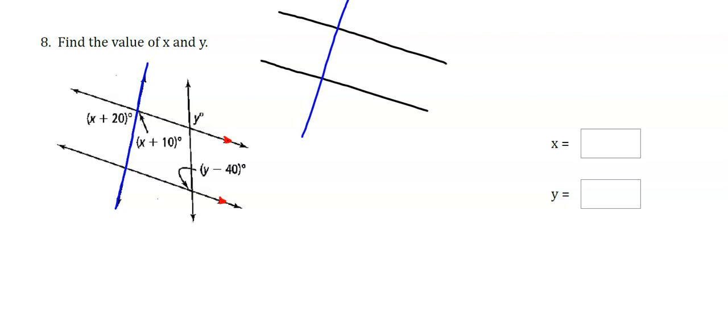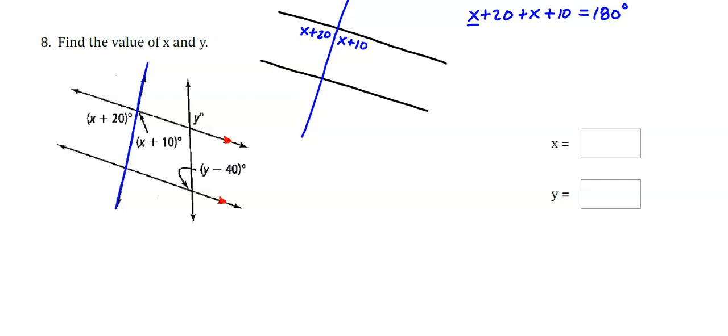So looking at that transversal, I have an x plus 20 here, and I have an x plus 10 here. Well, those two form a linear pair. So with my x's, I can add those two angles up, and they have to make 180 degrees because they form a straight line.